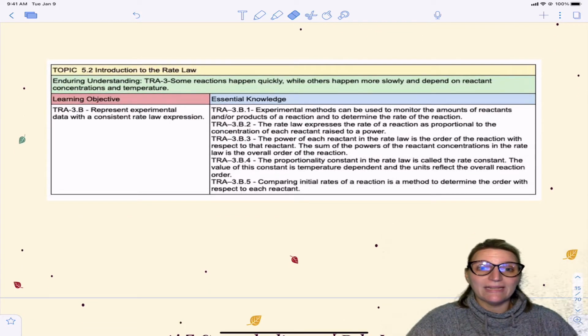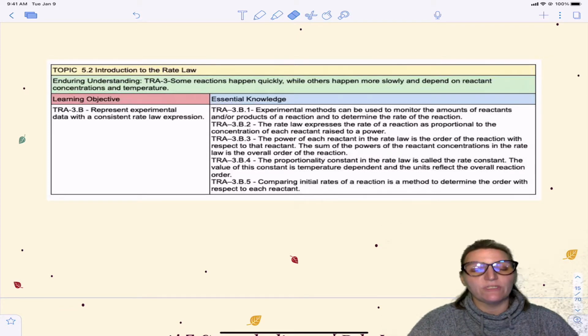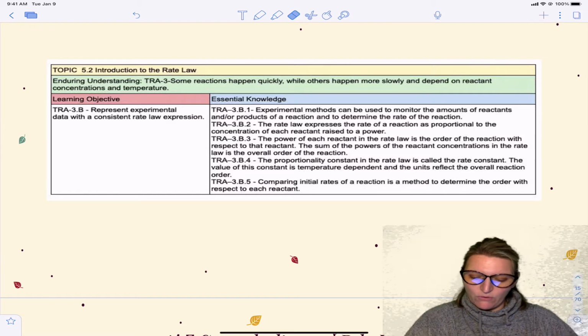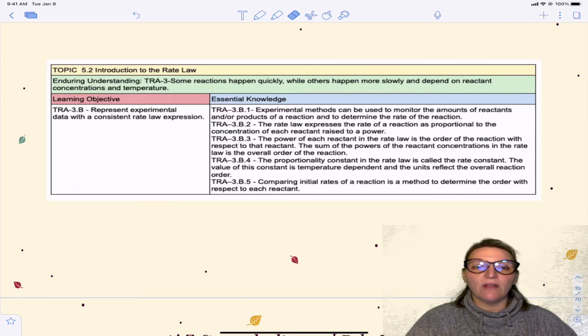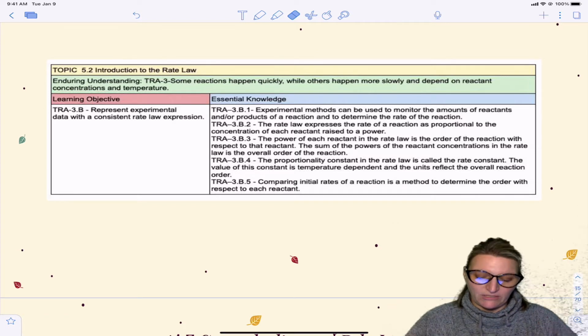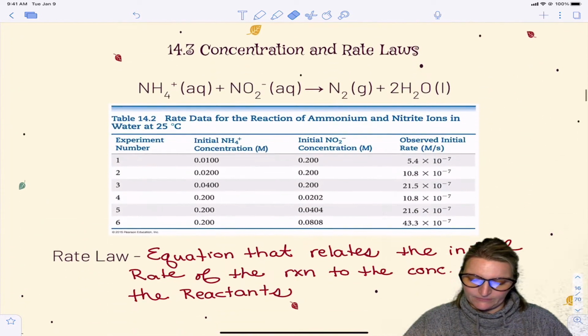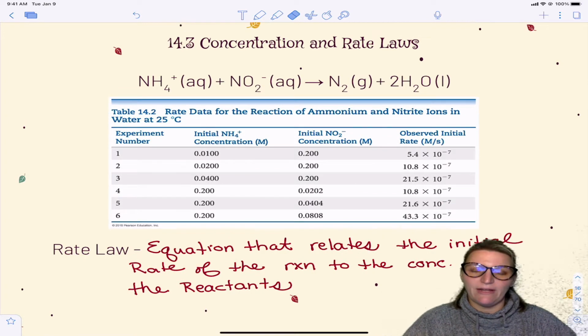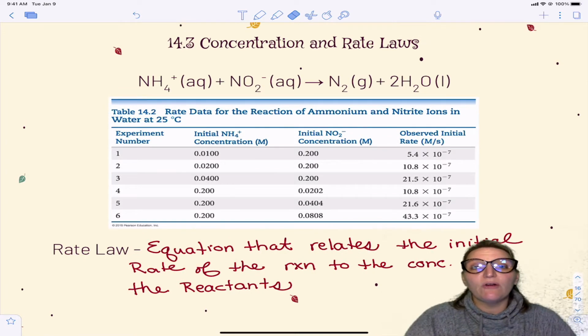Okay, so here we're starting the second topic of chapter 14 or unit 5, which is all about the rate law. If you go through and read those essential knowledge prompts, they will give you a clue as to what is the most important part of this particular topic. One of the things we are going to be looking at especially is determining or writing a rate law. Well, what is a rate law?